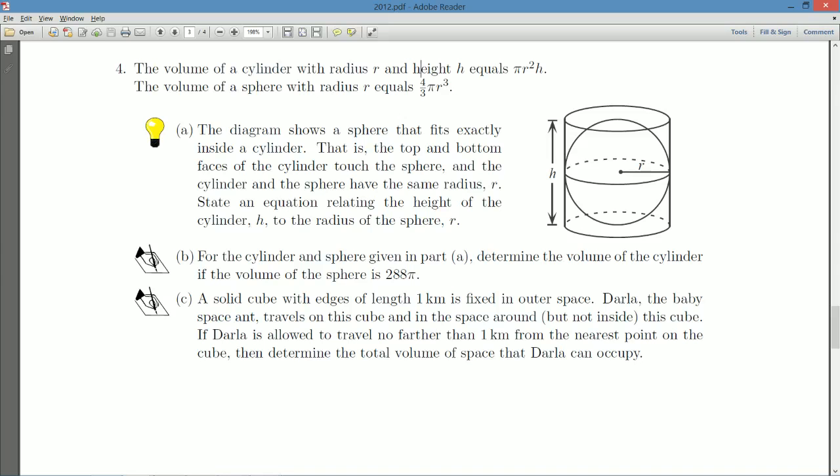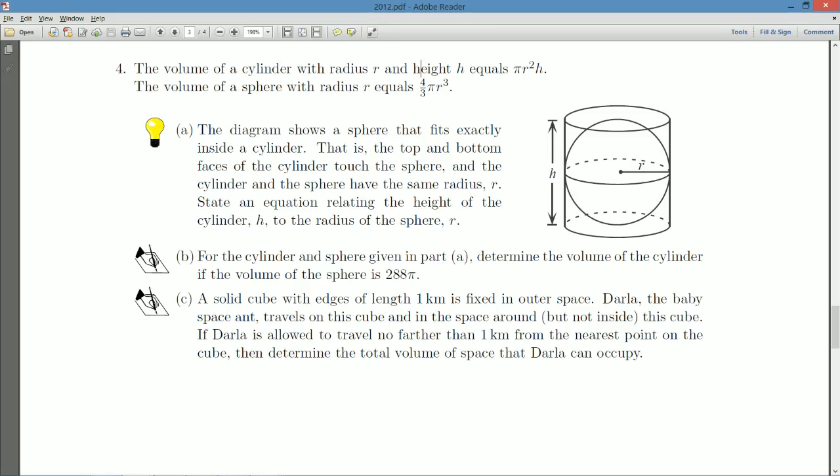Now we're on to C, another written style question. A solid cube with edges of length 1 kilometer is fixed in outer space. Darla, the baby space ant, travels on this cube and in the space around, but not inside this cube. If Darla is allowed to travel no farther than 1 kilometer from the nearest point on the cube, then determine the total volume of space that Darla can occupy.